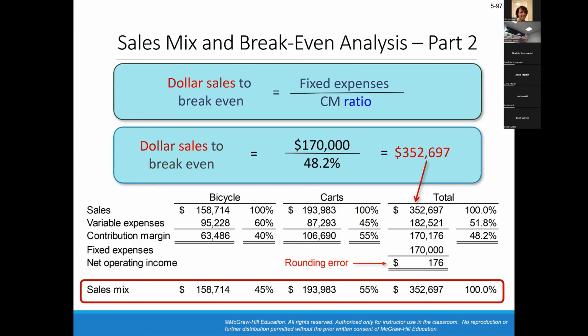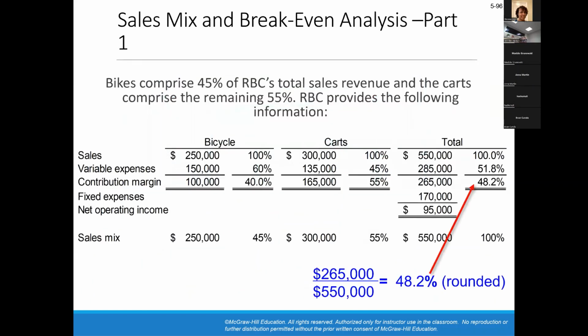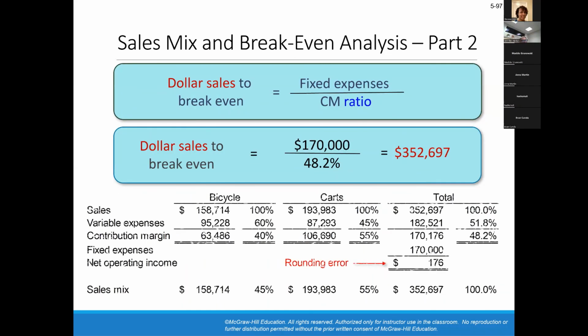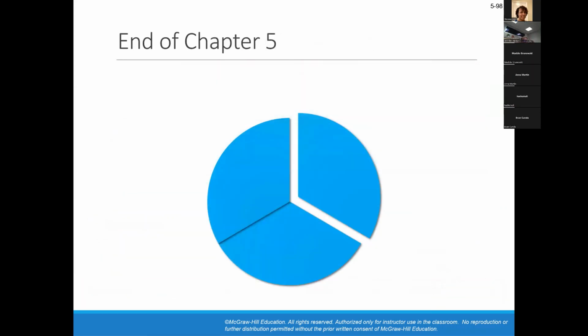170,000. So we're basically doing the same thing. It's the same calculation, same formula. The only difference is that we have to add the two together. Once we get the two together to get the contribution margin together, then we just divide it by the total sales of the two together to come up with that 48.2%. So that's what we use for that contribution margin ratio, the average of the two combined. Okay, so that is it for the lecture.